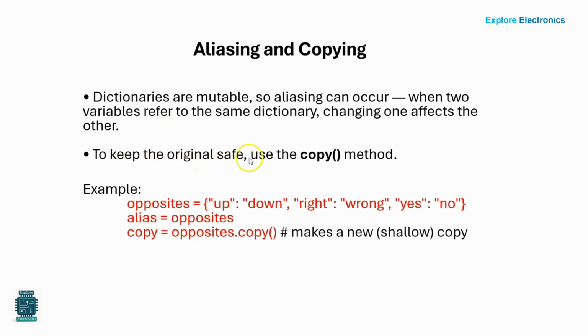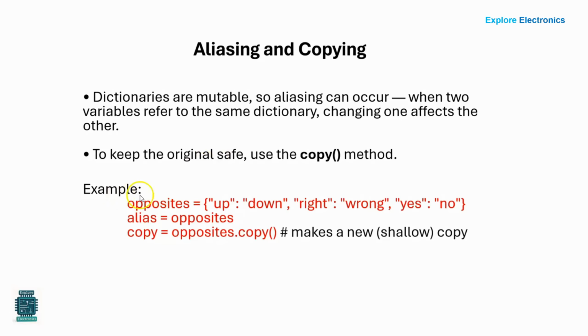To keep the original safe, use the copy method. If I want to keep the original safe, I have to copy that. Correct? If I have an Aadhaar card, original Aadhaar card, and I keep a photocopy of that Aadhaar card, it will be safe. What if I lost the original Aadhaar card? That's why I have to copy that Aadhaar card.